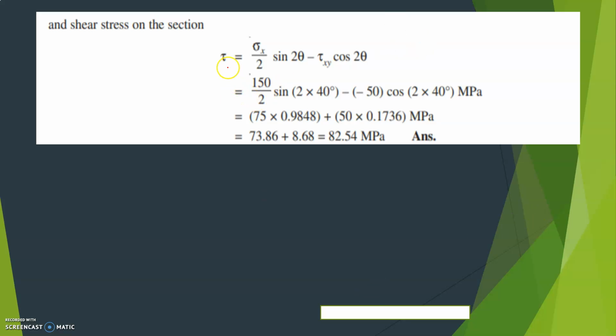Next we will calculate the shear stress on the section. Shear stress is equal to sigma x divided by 2 into sine 2 theta minus 2 tau xy into cos 2 theta. Substitute here, again tau xy is minus 50, so minus into minus 50. Simplify this, you get tau is equal to 82.54 MPa.